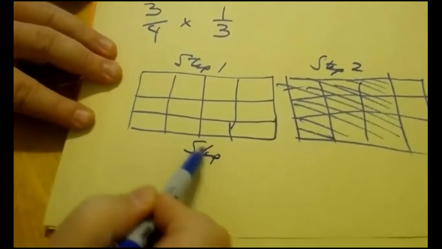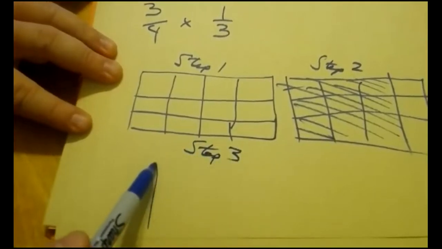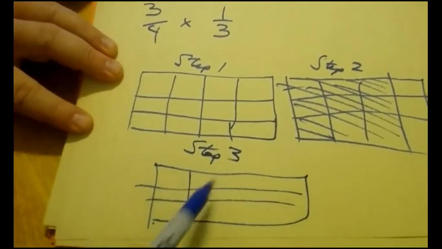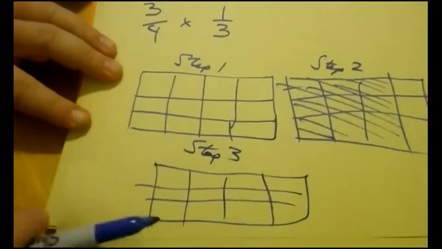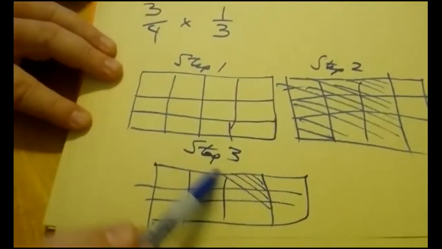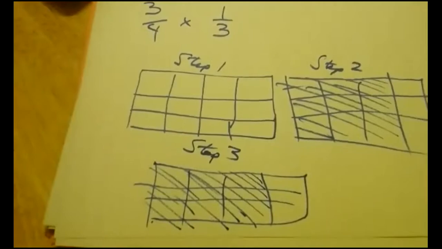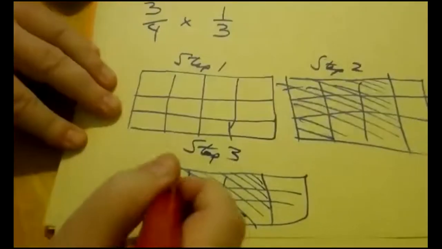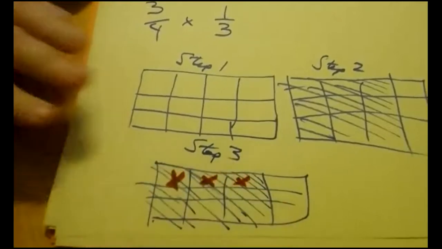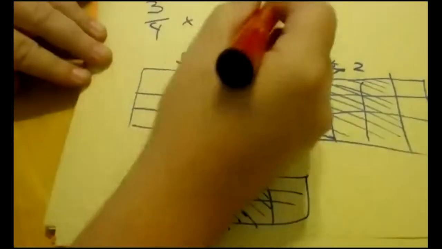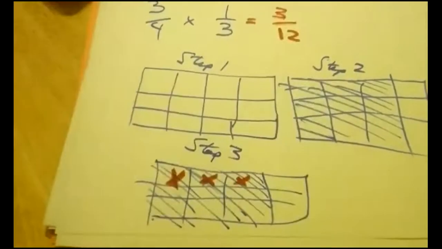Okay, here's step 3. For step 3, I already have this part shaded in, right? Now we're going to show 1/3 of it. I'll use a different color to show it. 1/3. Here are the thirds. It would be this, right? So now out of the whole, what do you have? You have 3 X's out of 12. 3/12 is your solution. That's what you're looking for there.